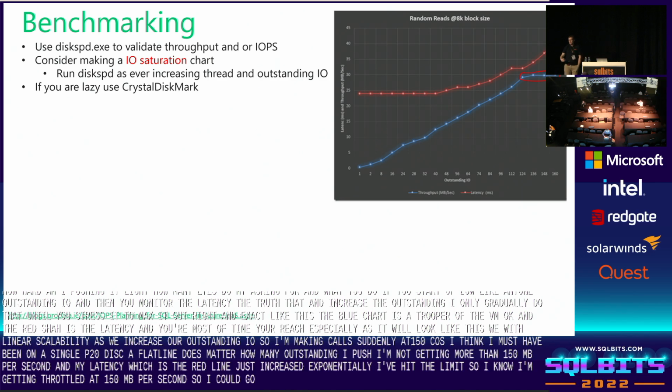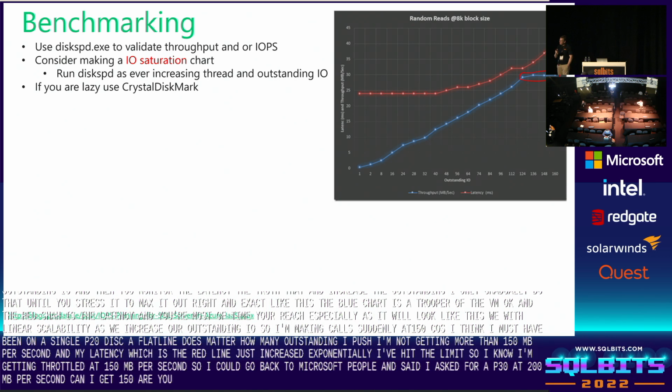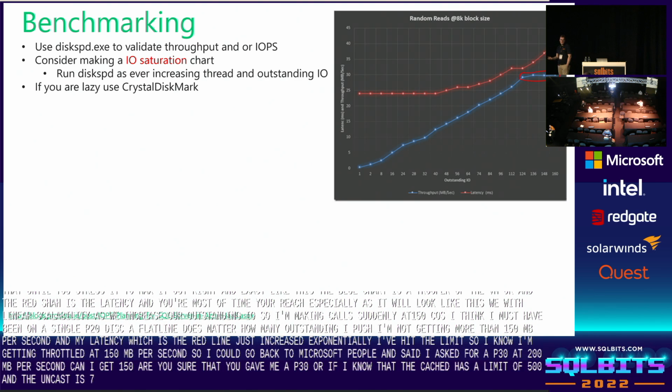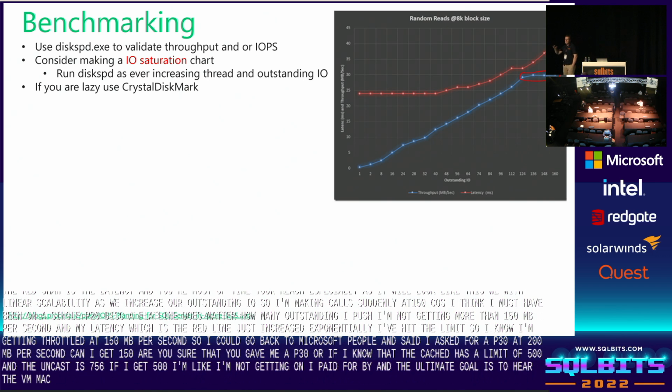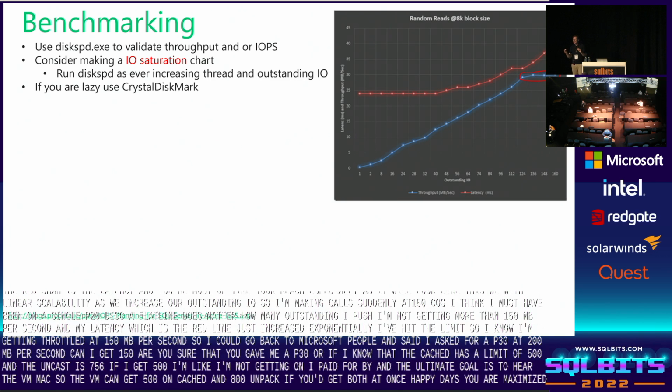So I could go back to my infrastructure people and say, hey, I asked for a P30 at 200 megabytes per second, but I'm only getting 150. Are you sure that you gave me a P30? Or if I know that the cached has a limit of 500 and the uncached is 756, if I get 500, I'm like, I'm not getting what I paid for, right? And the ultimate goal is to hit the VM max. So if the VM can get 500 on cached and 800 on uncached, if you get both at once, happy days. You are maximizing your investment, right?